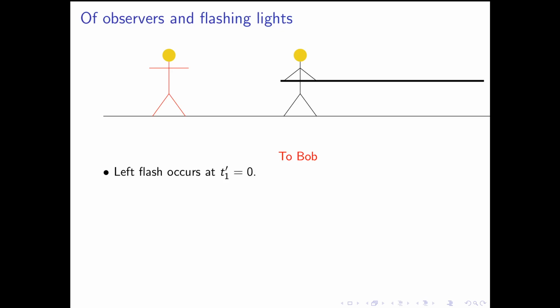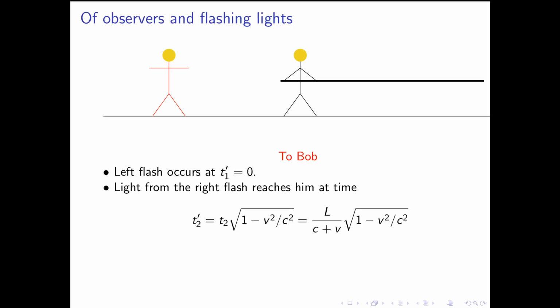Now this is the time interval between these two events as measured by Alice. But these two events have occurred at two different places as far as Alice is concerned. But as far as Bob is concerned, both these two events have occurred at exactly the same place, namely where Bob is. So, Bob actually measures the proper time between these two events. Since Alice has said that the time interval is T2, L by C plus V, Bob must say that the time interval is actually smaller.